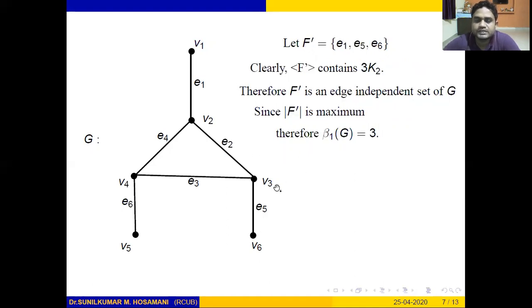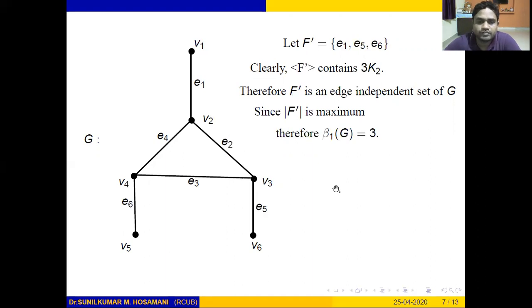Similarly, next one, here I am taking an independent edge set. So E1, E5 and E6. Clearly, if I take the induced subgraph of this, I will get 3 copies of K2. This one, V1 to V2, is a complete graph on 2 vertices. V3 and V6, this is also a complete graph on 2 vertices, and V4 and V5, this is also a complete graph on 2 vertices. Therefore, I will get 3 copies of K2 here. So clearly F prime is an edge independent set, and it is maximum for this graph. Therefore, beta 1 of this graph is 3.